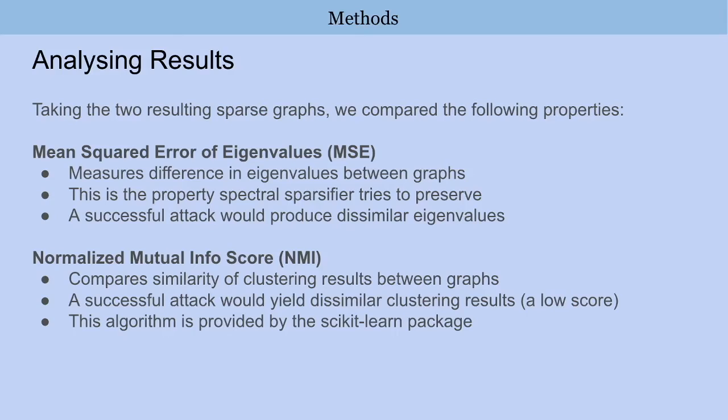When analyzing our results, we are comparing two properties, taking both sparse graphs and comparing the following. One is the mean squared error of the eigenvalues, essentially just measuring the difference between the eigenvalues of the graphs. This is the main property that the spectral sparsifier tries to preserve, so a successful attack would produce very dissimilar eigenvalues. Also, the normalized mutual info score, which is just a measure of the clustering results between graphs. A successful attack would yield dissimilar clustering results.